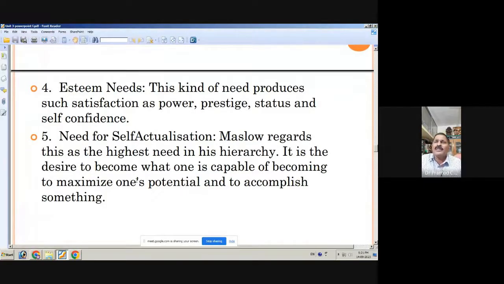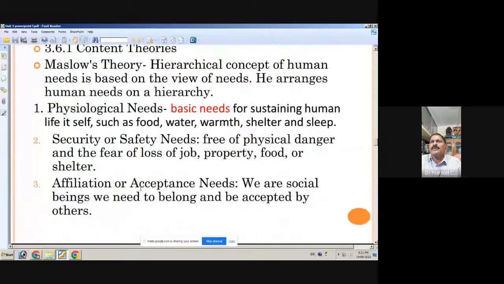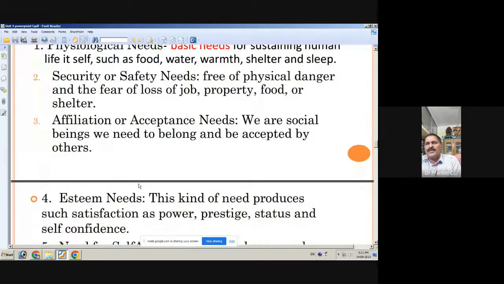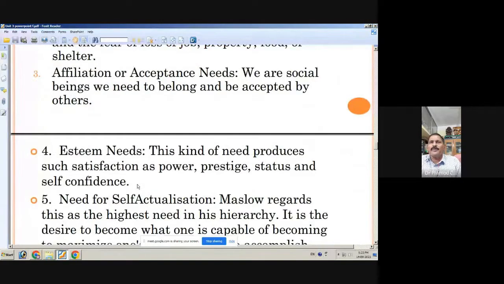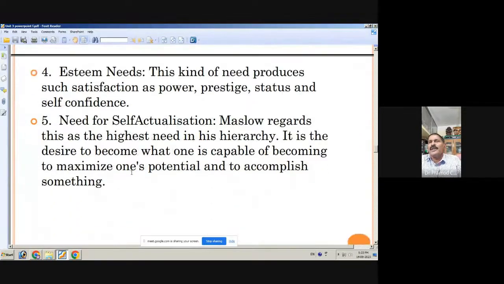But the need for self-actualization is very important. It is the highest need. The first need, I have told you, is the physiological needs, which are always related to basic needs. Then we will have to get the safety to satisfy the needs. Then we will have to get the acceptance. Then we will have to keep our respect with the esteem needs, that is our prestige. Then last is the need for self-actualization.